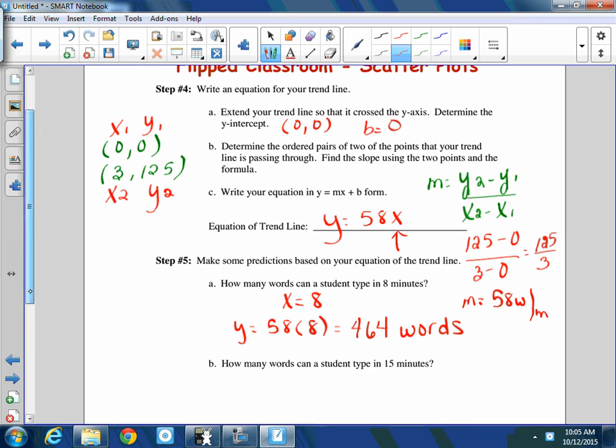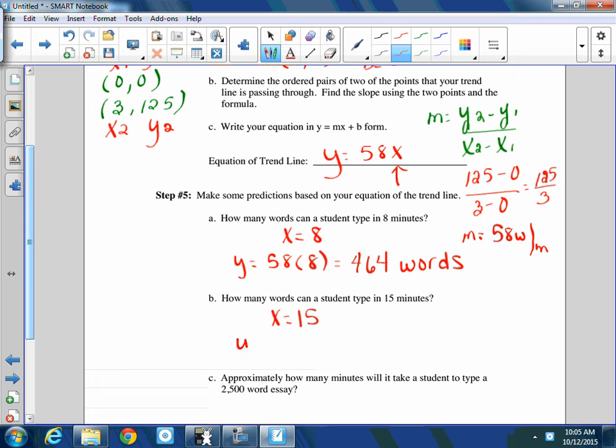How many words can a student type in 15 minutes? Same thing. X equals 15. So let's plug it in. Y equals 58 times 15. And that would be 870 words.